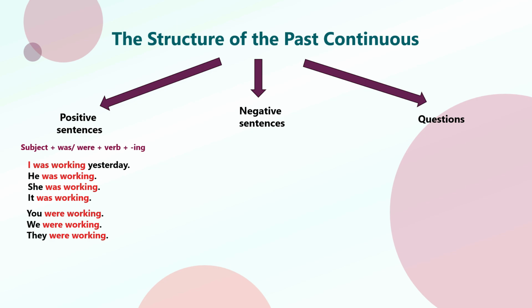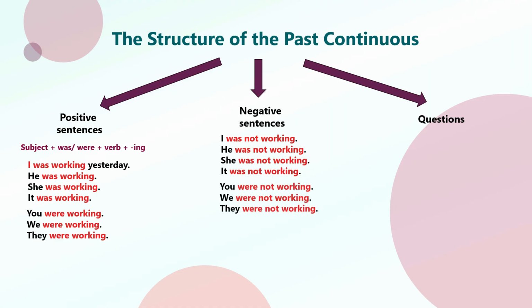For a negative sentence, it's very simple. We just add not. There's a way to shorten this, which we will see soon. But for now, just focus on adding not. For example, I was not working. He was not working. She was not working. It was not working. And for other subjects, you were not working. We were not working. They were not working.